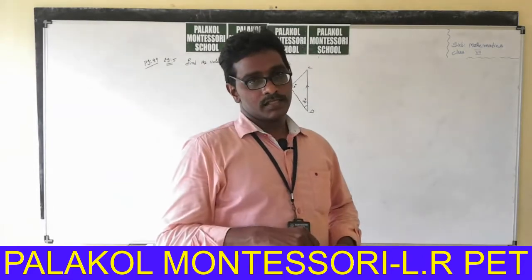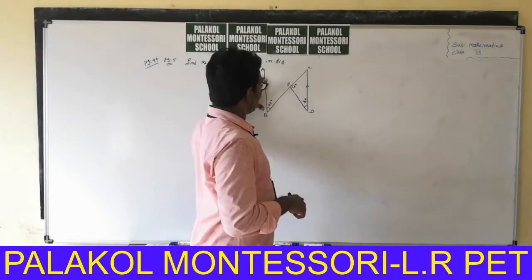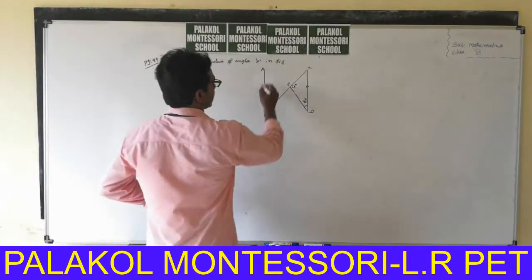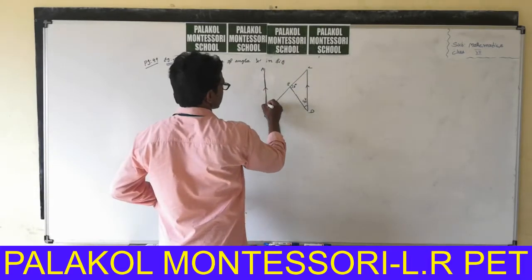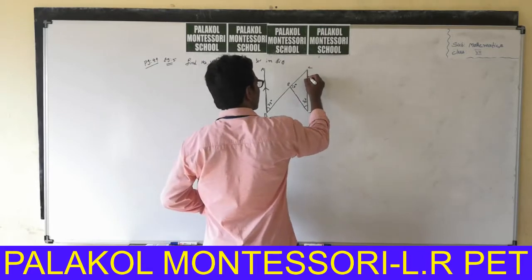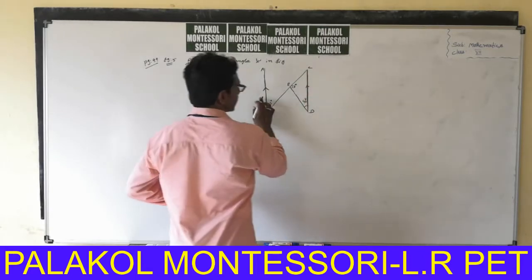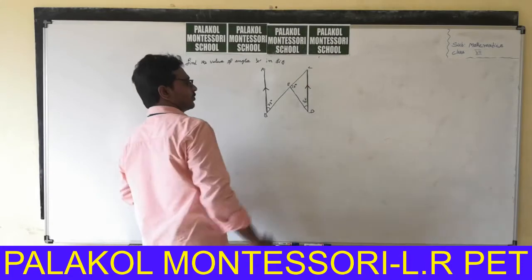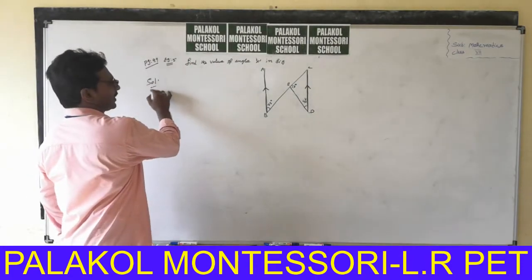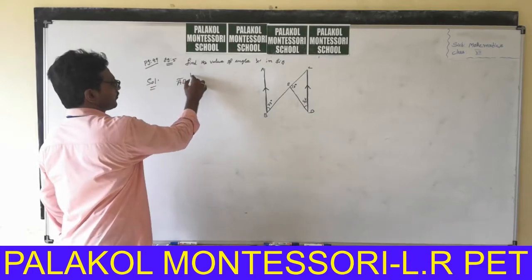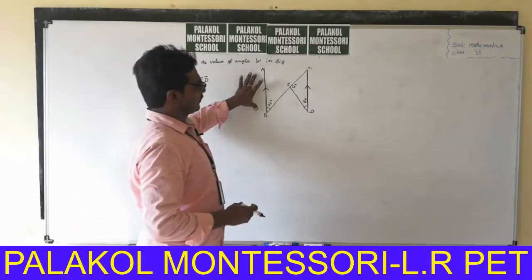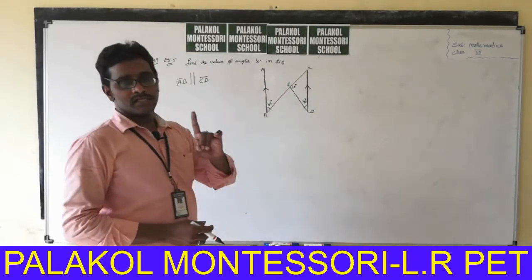Parallel lines. See this one, AB is parallel to CD. How do you know that? This line is marked with an arrow, and this line is in the same position. Compare this, it's marked. So, indirectly it is given that AB bar is parallel to CD bar. AB bar is parallel to CD bar is one step.